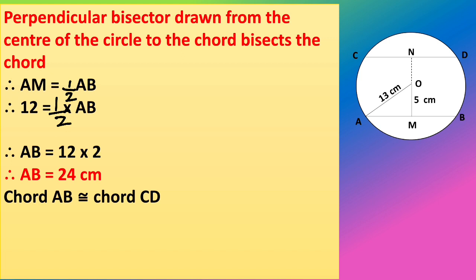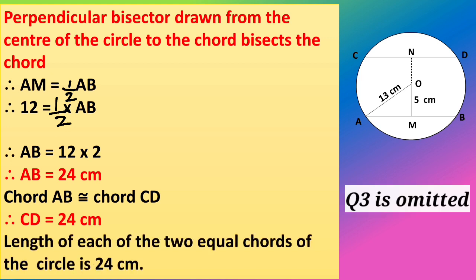But both the chords are congruent. Chord AB is congruent to chord CD. Therefore CD is also 24 centimeter. Very good. The length of each of the two equal chords of the circle is 24 centimeter.